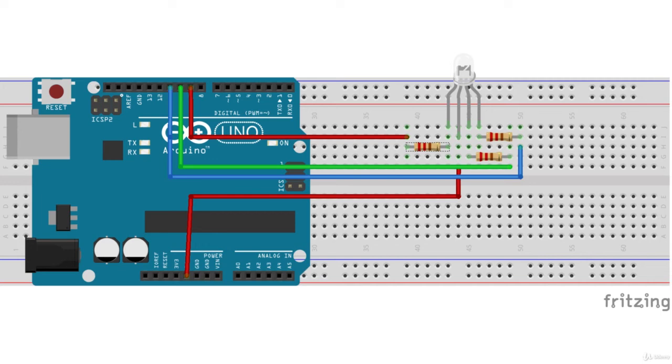I'll be using analogWrite, and when I write the program, you'll understand it in a better way. The common pin is connected to 5 volt. This will be my circuit. I think you have understood the connection. Let me make the connections.